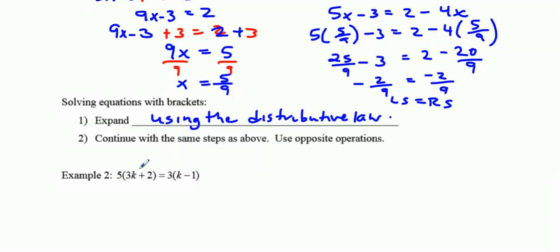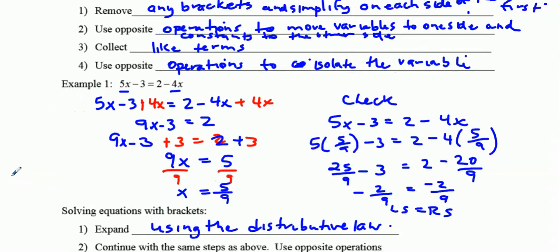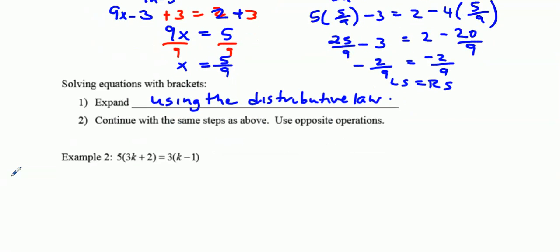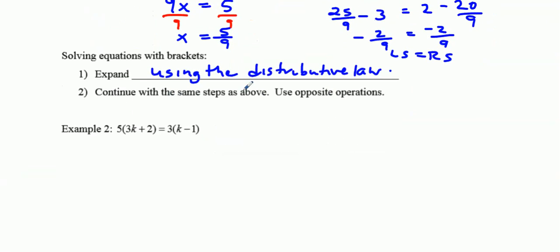Then you want to continue with the steps above, but I think I did right. Didn't I say remove any brackets? Yeah. Okay, so we've got brackets obviously, so I'm just going to expand this out. So this is going to be 15k when I multiply the 5 by the 3k and the 5 by the 2. And that's plus 2, so that's plus 10 equals 3k minus 3.